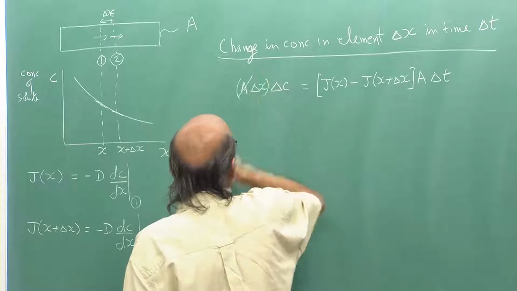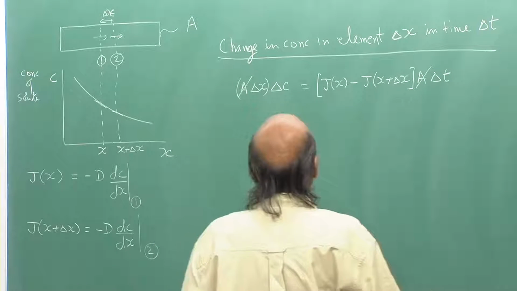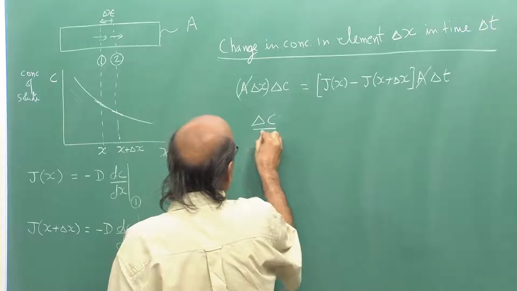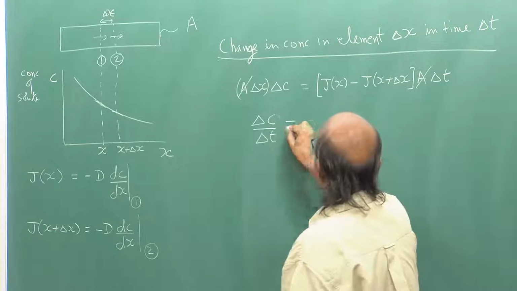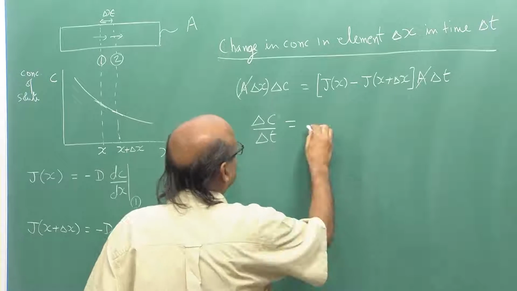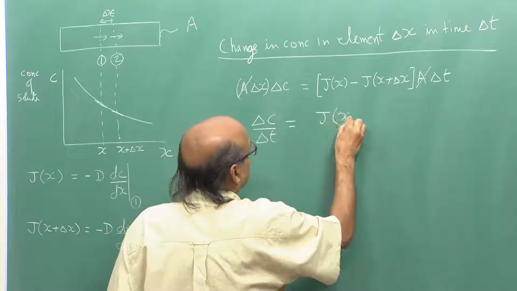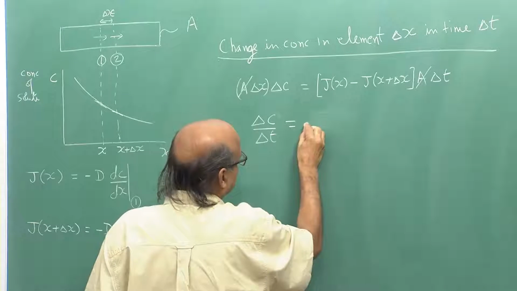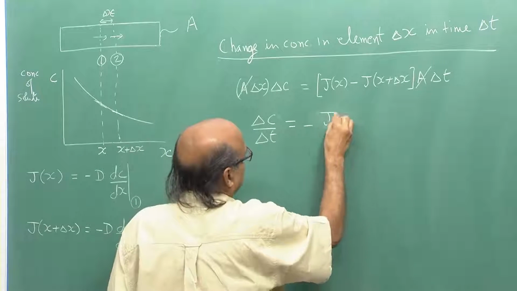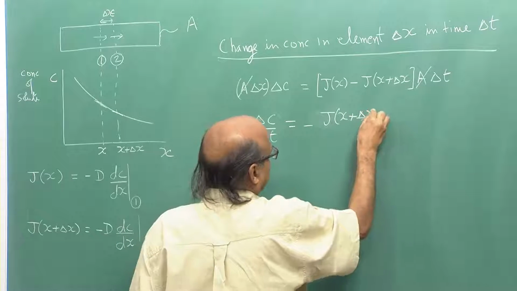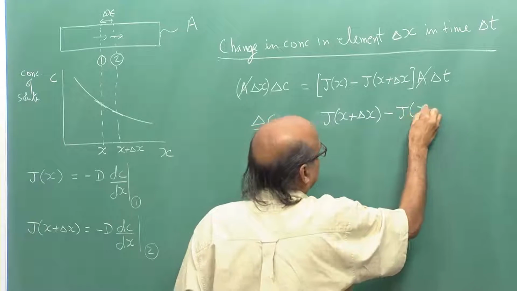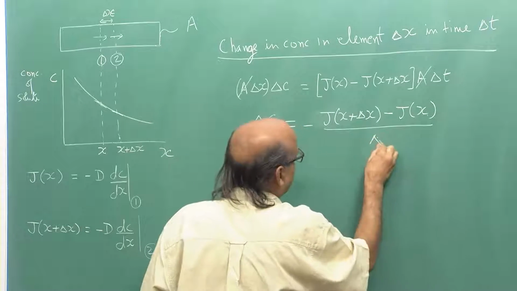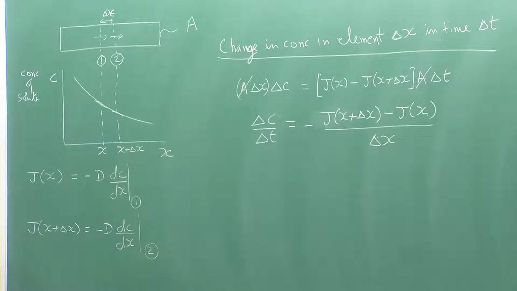I can delete this area of cross section and rewrite this equation as delta C upon delta t equals, and let me rewrite this, I interchange these two terms and put a minus sign outside, as Jx plus delta x minus Jx divided by delta x.